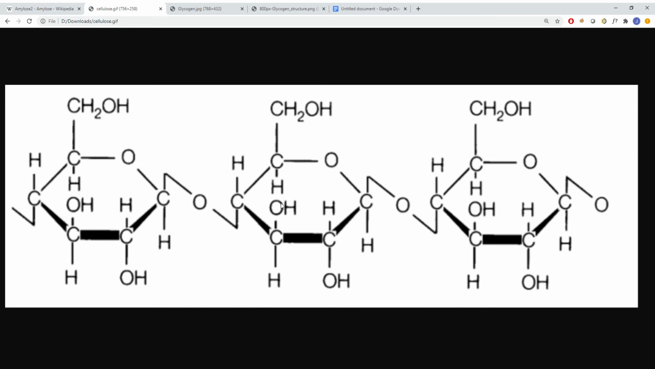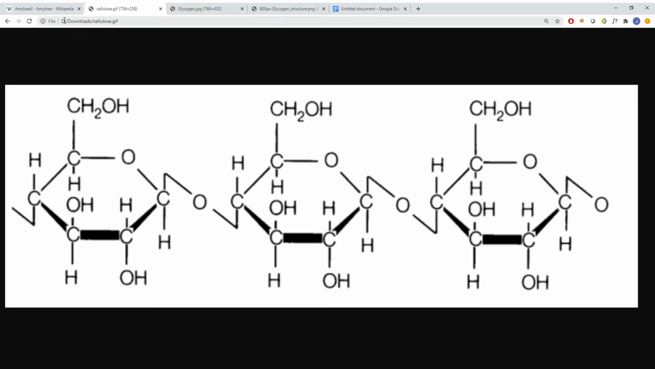What would really happen is there are other ways of representing it that would be a little more realistic. It's not like the bond is bending through space like this. It's just to draw it on paper easier. And this can go for several hundred, several thousand glucoses. It's a chain that just keeps going and going and going.